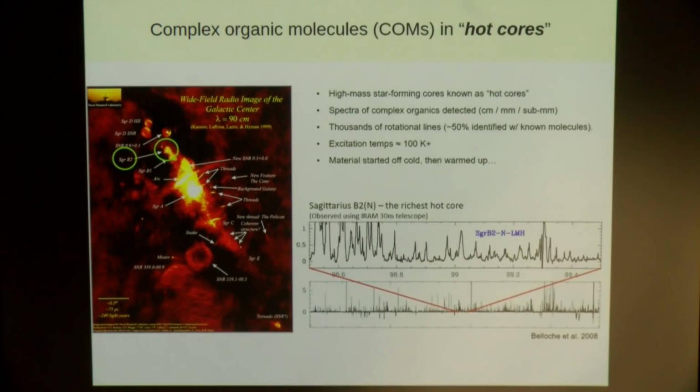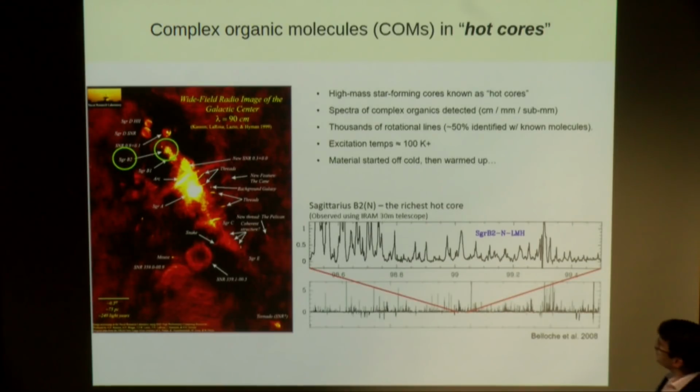So they're incredibly complex. Only something like 50% of the lines that are generally observed, certainly in Sag B2N, are actually known features from known molecules. We don't have the spectroscopy for a lot of these features to identify particular molecular carriers. It's likely that a lot of them are actually produced by known molecules, but in higher vibrational states that we don't have the spectroscopy for from the lab.